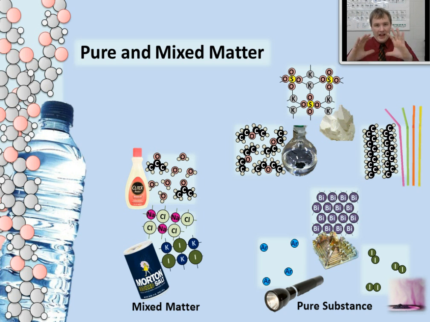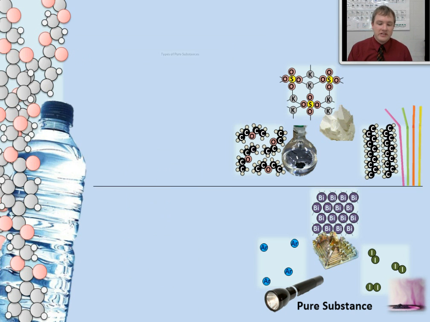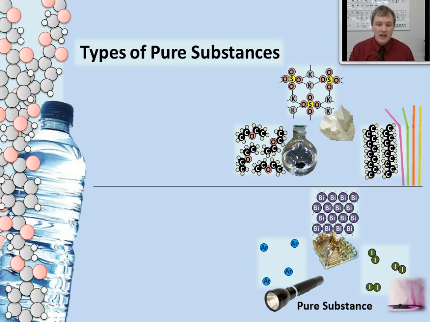So I can separate matter into these two categories based on their building blocks. All of the pure substances are made up of the same building blocks throughout, whereas my mixed substances have different building blocks. But let's focus in right now on just the pure substances. And you should notice that there are actually two different types of pure substances, and I've separated them with the line. Do you notice what's different between the pure substances on the bottom and the pure substances on the top?